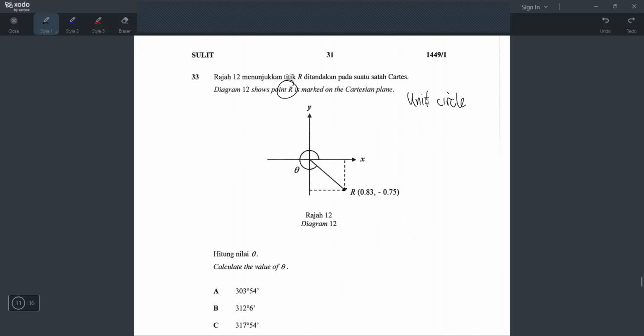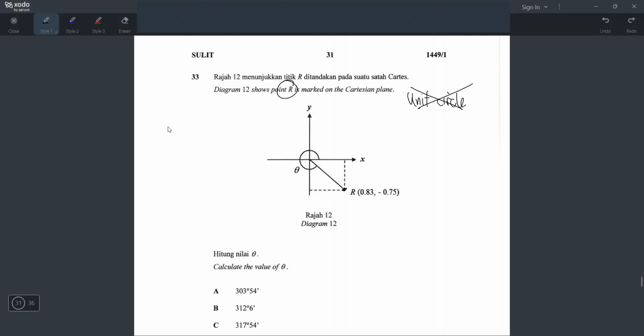No. If they had mentioned unit circle, then you can write CS here. It means cos theta equals to this, sine theta equals to this, but they never mentioned it, so you cannot write CS, right? Also, if it's a unit circle, the panjang of this line will be 1 because the radius will be 1. But they never mentioned, so I cannot use that method. I cannot do cos theta equals to this and then shift cos 0.83. I have to use another method.